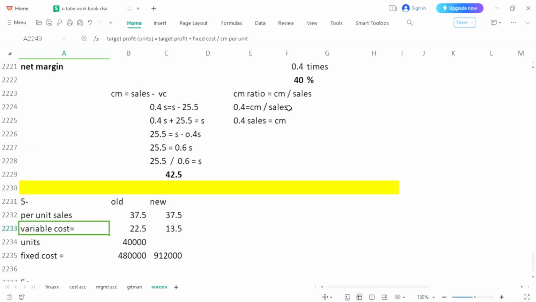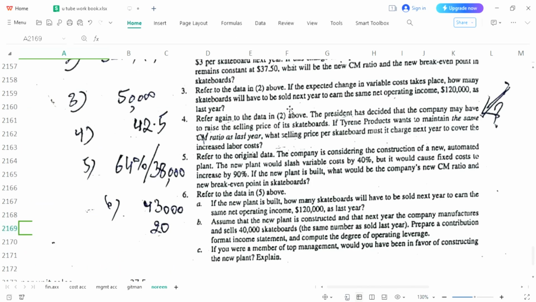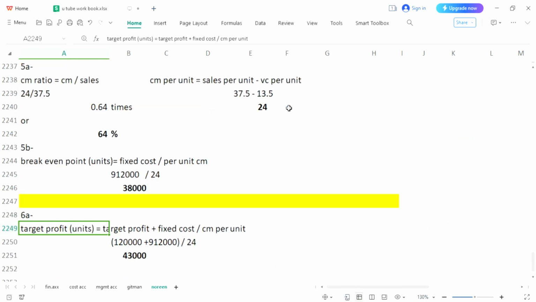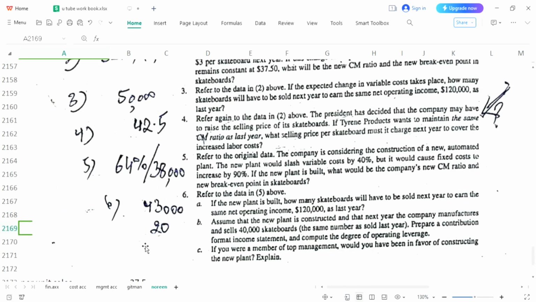Okay, let's go and check out the answer. What was our answer? 43,000. Okay, and the answer over here is A part 43,000. So it means it's okay.